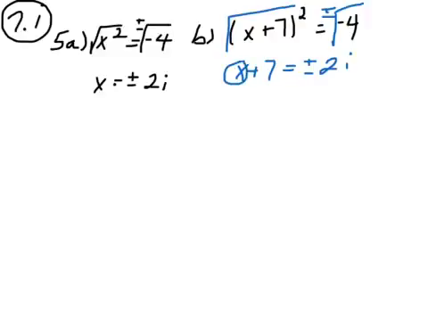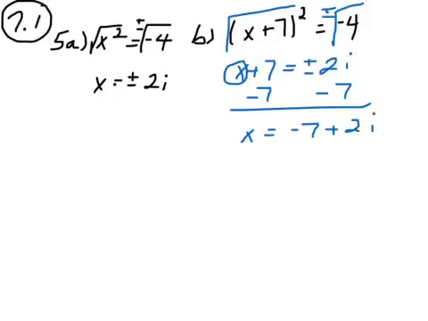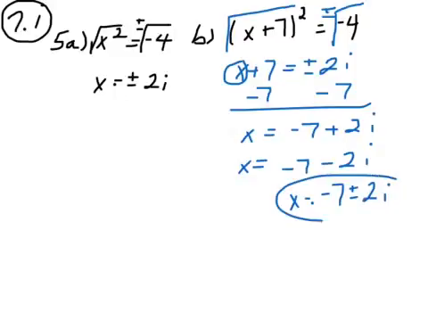So if I wanted to solve for x, I could subtract 7 from both sides, and I get two answers. I get negative 7 plus 2i and negative 7 minus 2i, which we usually write as negative 7 plus or minus 2i, but those are the two answers that we get. You could split them up like that, or you could write it as one just to save yourself some writing.